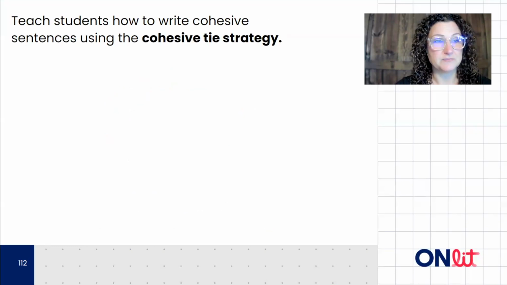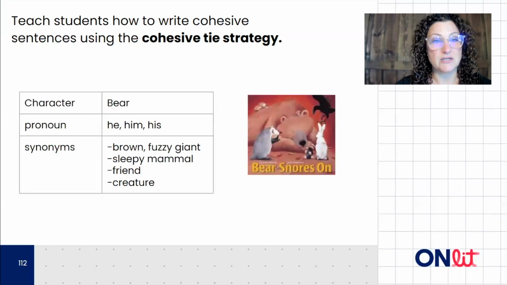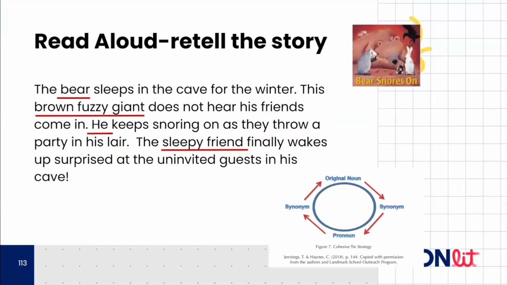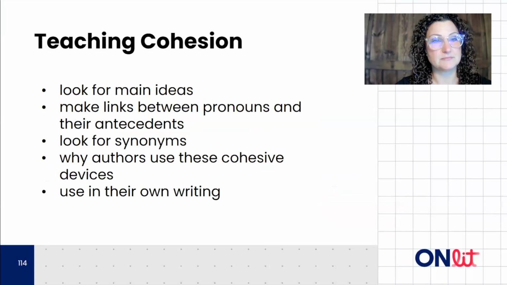Let's take a look. After reading the story Bear Snores On, the educator can lead a discussion about ways to describe Bear, the main character in the story, including pronouns that the author uses to refer back to the character in the story. The teacher can then model a retell of the story during a shared writing activity using the cohesive tie strategy, alternating the main noun, synonyms, and pronouns throughout the composition.